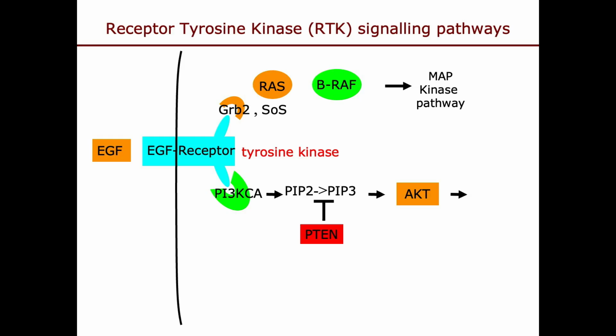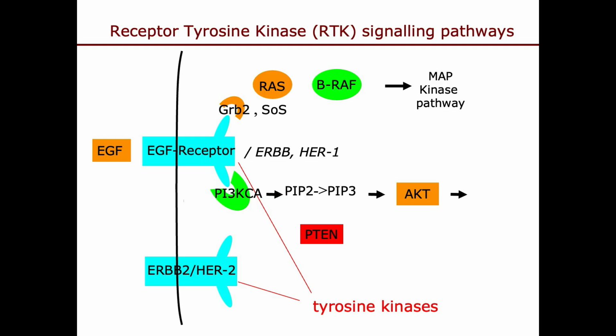The 2 major signaling pathways I've shown here are the RAS-RAF to MAP kinase pathway and the PI3 kinase to AKT signaling pathway below. As well as the EGF receptor, there's its close relative called ErbB2 or HER2, which is famous in breast cancer as the target for the drug Herceptin.